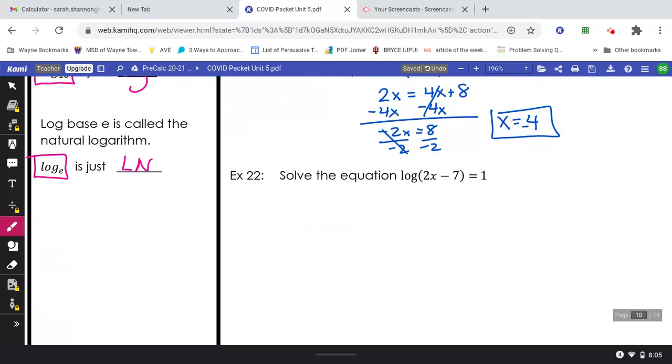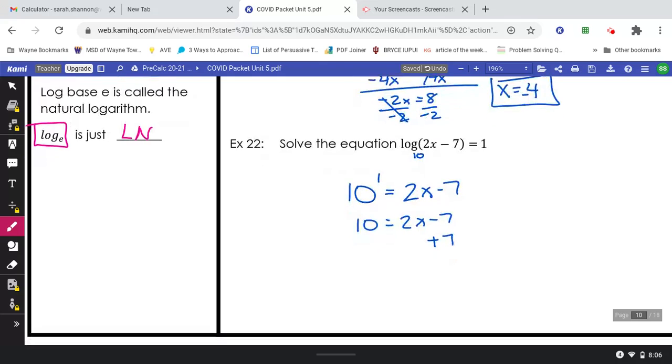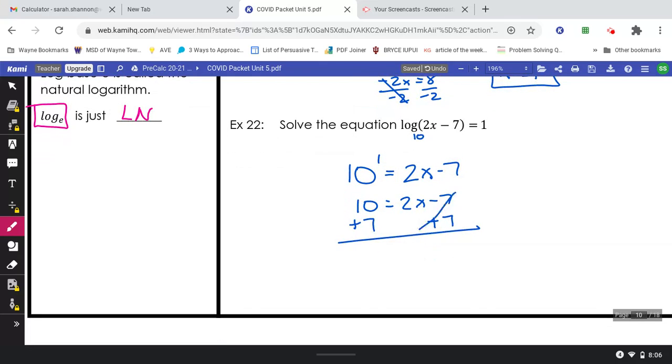All right, example 22, last one. We're going to put a 10 right there. If there's nothing there, it's a 10. If it's ln, it's e. And then first, last, and second. 10 equals 2x minus 7. Add 7. 17 equals 2x. Divide by 2. X equals 17 over 2. Or if you want to, turn it into a decimal, that's fine as well.